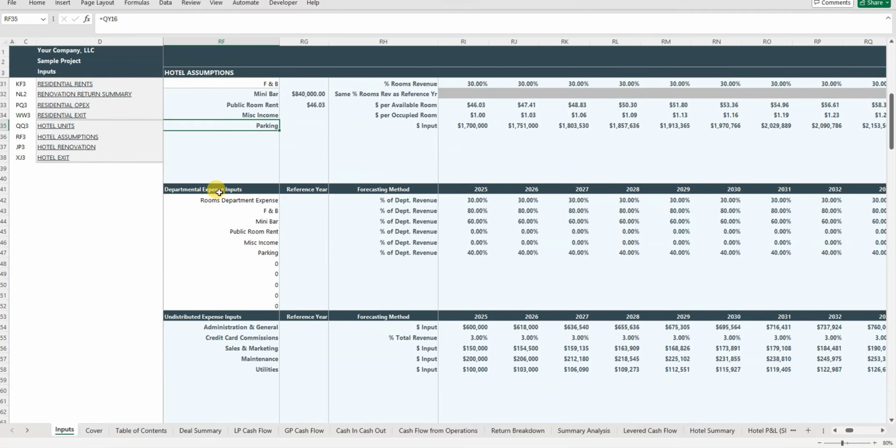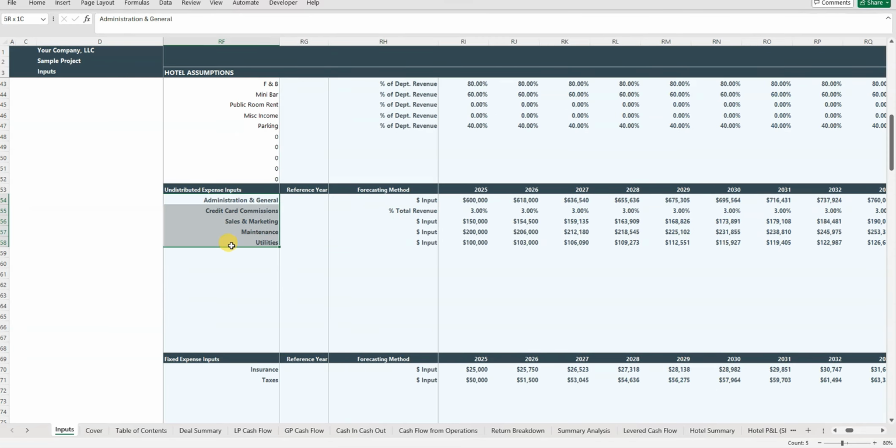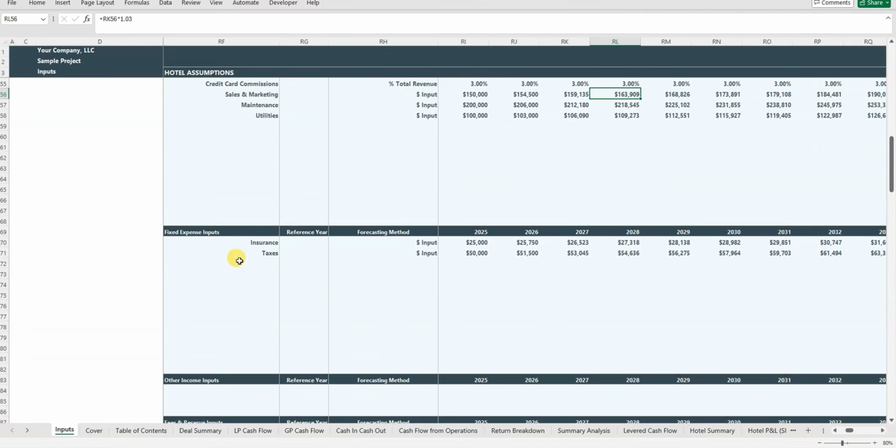And then on departmental expense, typically I'm using percent of departmental revenue as my input method, but you can also do a dollar input if you prefer. Undistributed, I've got a few examples of undistributed expenses here. For the most part, I'm just going to use dollar input for this example. Same with my fixed expenses, insurance and taxes, go out each year.